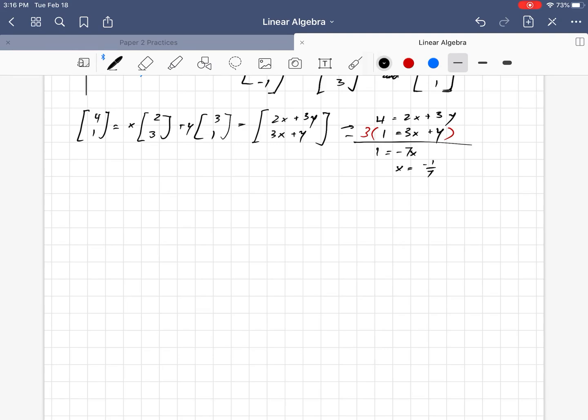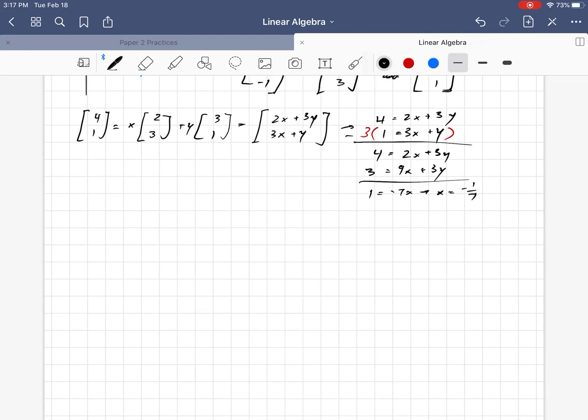Oh, I subtracted them. Whoopsies. Here, I'll just write it out. So what happens? 4 is equal to 2x plus 3y, and 3 is equal to 9x plus 3y. Subtract the 2. Oh no, I had it right. 1 is equal to negative 7x. So x is equal to negative 1/7.